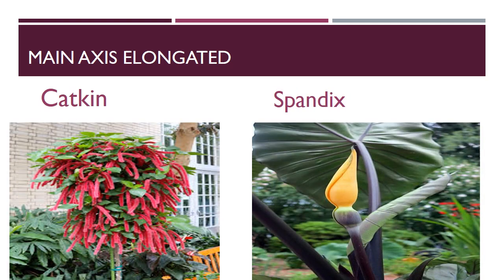These are also types of main axis elongated. First one is catkin, second one is spadix. Okay. So look at this picture. If you see this picture carefully, you can understand easily. First one is catkin. What is meant by catkin? The catkin is also called ament. Pendulous spikes with a long and drooping axis bearing small unisexual or bisexual flowers. In catkin, the flowers are unisexual or bisexual.